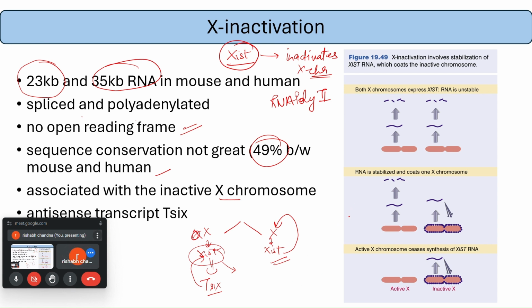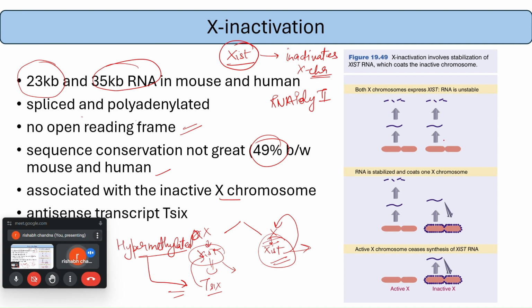Now, how is it decided which X chromosome is to be inactivated? As we have discussed before also, there are certain hypermethylation regions. The chromosome that has this hypermethylation region will prevent the formation of Tsix RNA, so that Tsix will not be able to bind to Xist and lead to its degradation. So this Xist will be active and can prevent the X chromosome from expression.